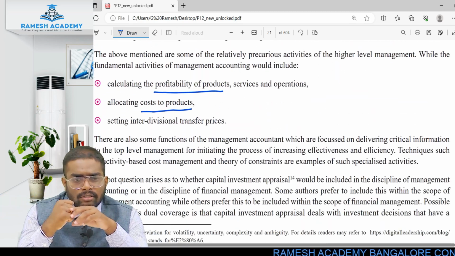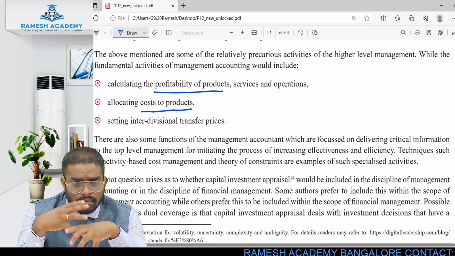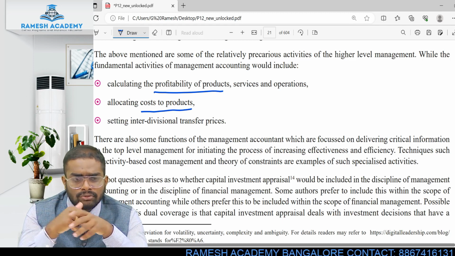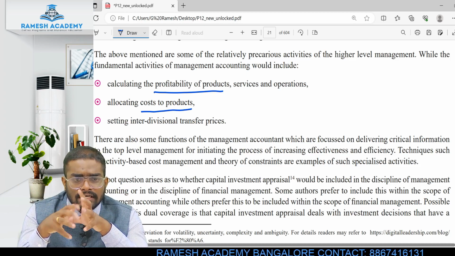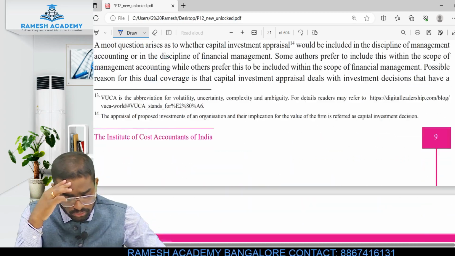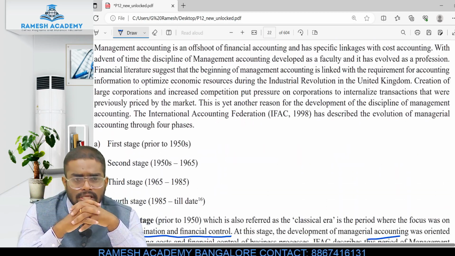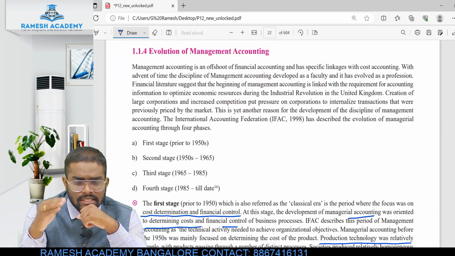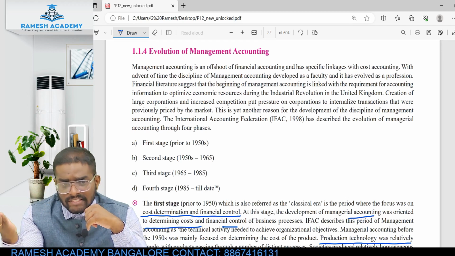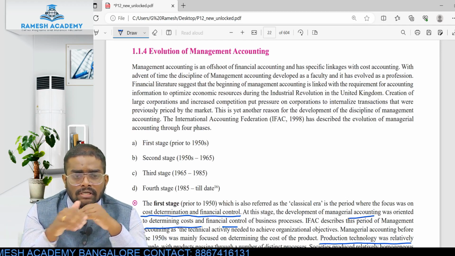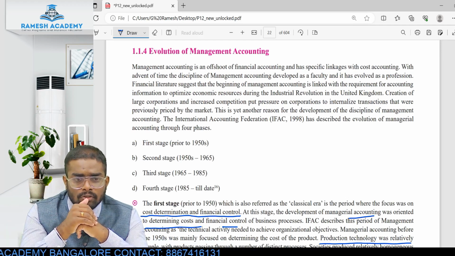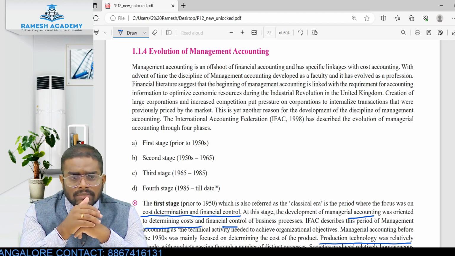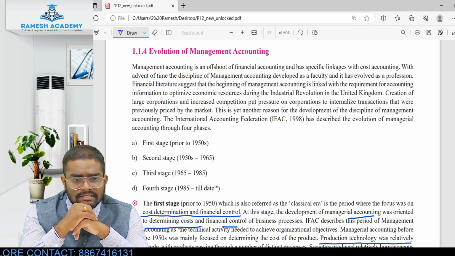Next we went to the profitability, whether management accounting helps in profitability of products, allocation of cost using techniques like ABC, setting interdivisional prices and all those things. Later we went to the evolution of management accounting, where we had four stages. In the initial stage it was only concerned with determination of cost and financial control. In the second stage we were concerned about planning, where we introduced the concept of standard costing, profitability analysis, and all those things.